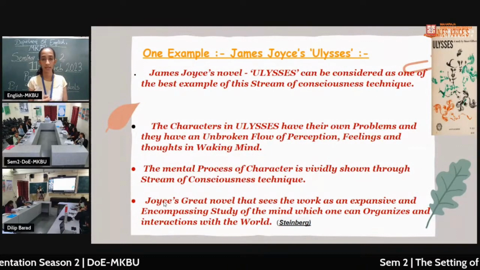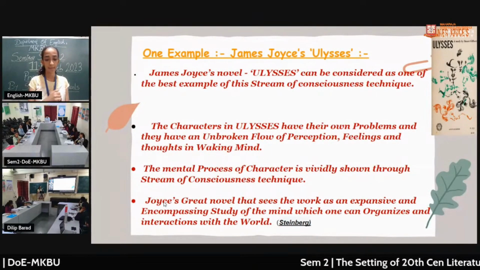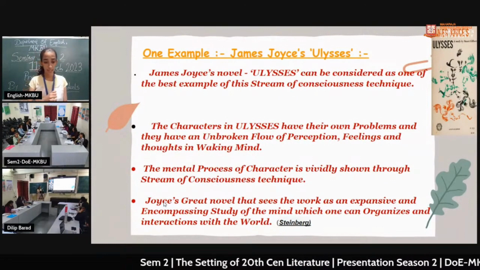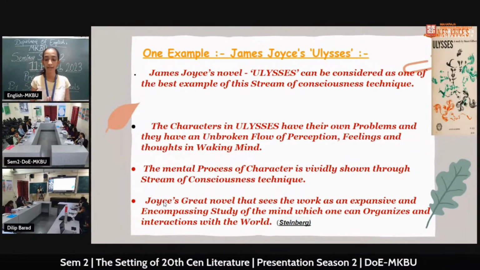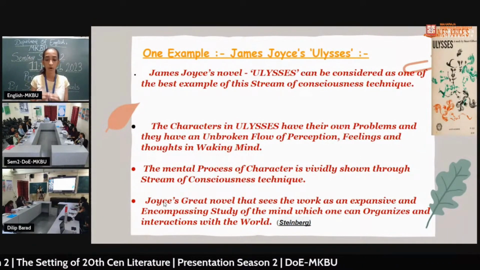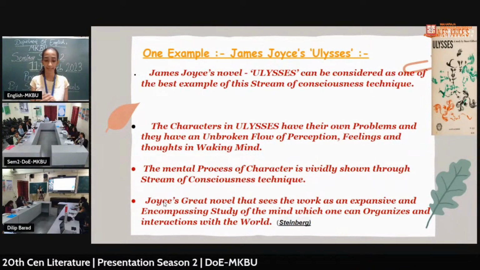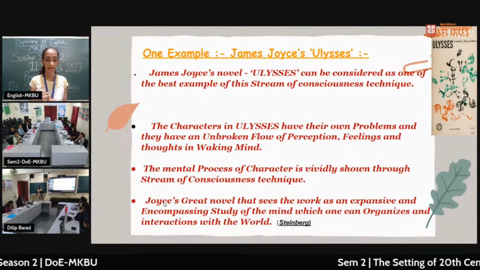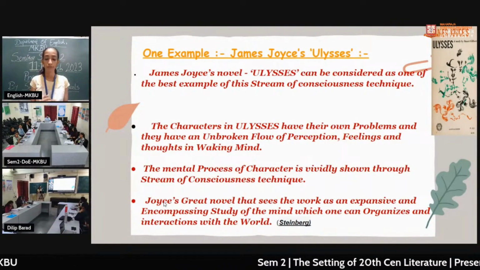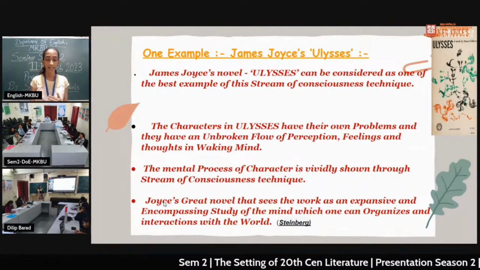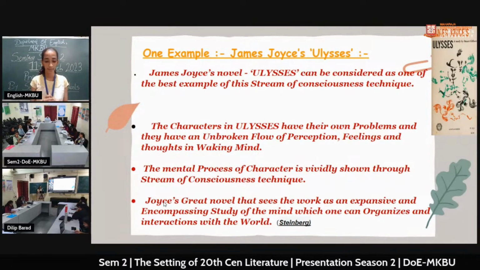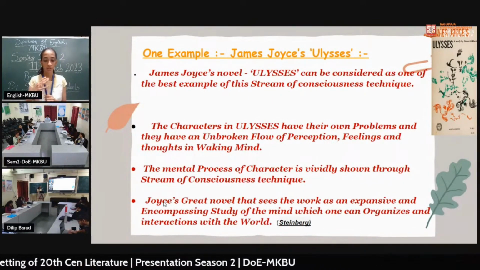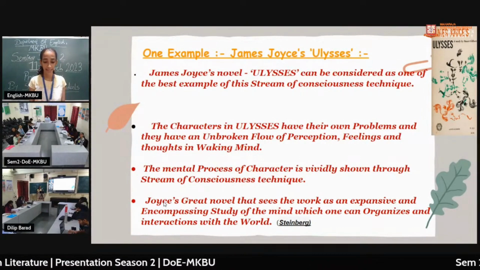Okay, so let's see the examples. One example is from James Joyce's novel Ulysses. James Joyce's novel Ulysses can be considered one of the best examples of this stream of consciousness technique. The characters in Ulysses have their own problems and an unbroken flow of perception, feelings, and thoughts in the waking mind. The mental process of the characters is vividly shown through the stream of consciousness technique.